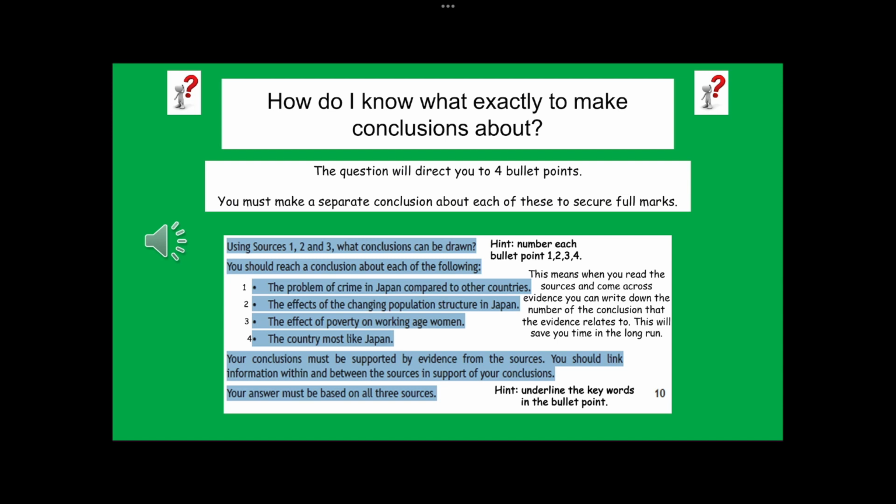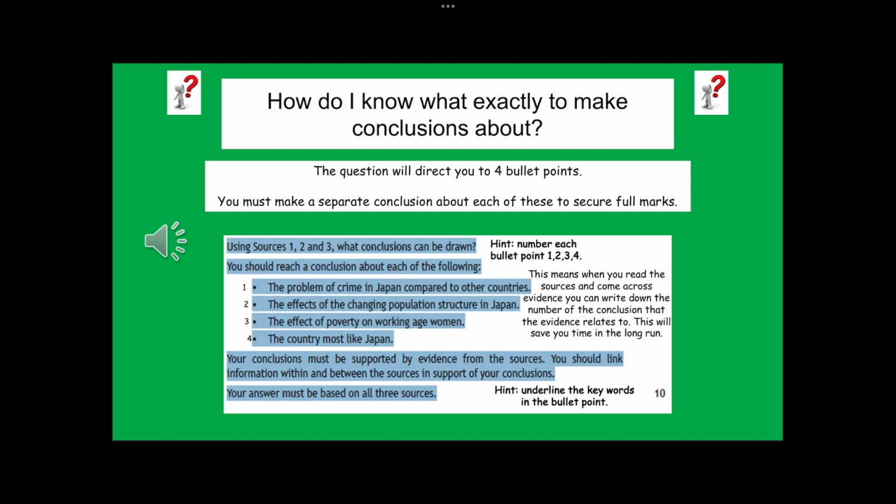We're now going to look at an actual example of one of these questions. So like I said before, the question will direct you to 4 bullet points. And again, you must make a separate conclusion about each of these to secure full marks. Alright, so if you looked at the slide just now, you'll see that there's 4 bullet points like would be presented in a question. You'll notice that the question says, using sources 1, 2 and 3, what conclusions can be drawn? Again, reaffirming that you need to use evidence from all 3 sources.